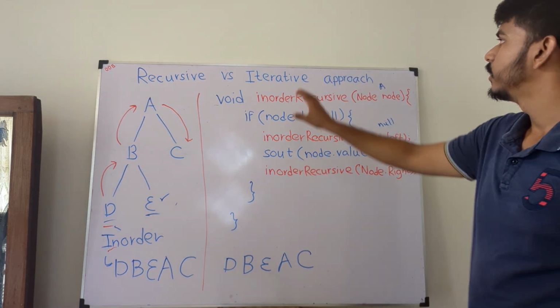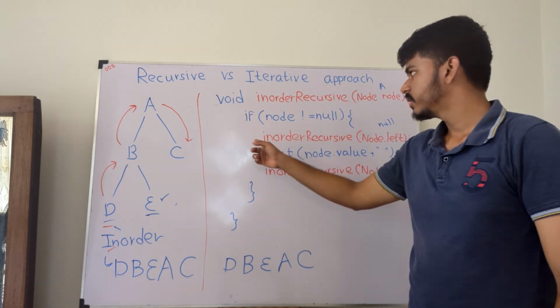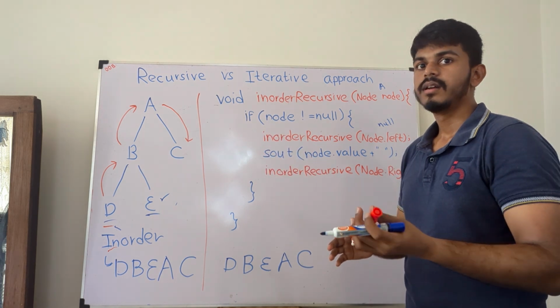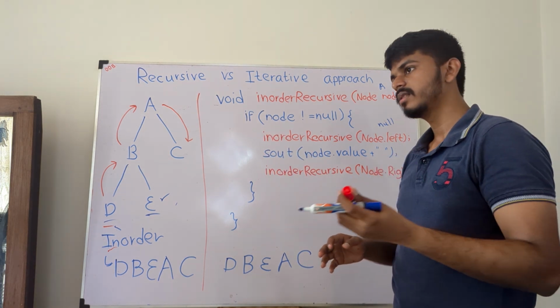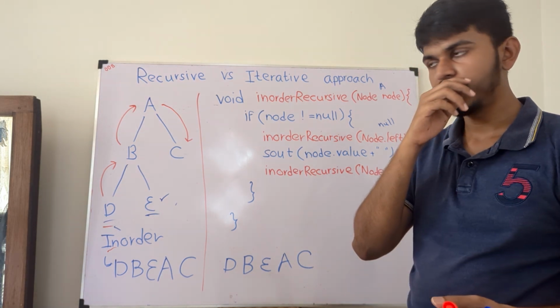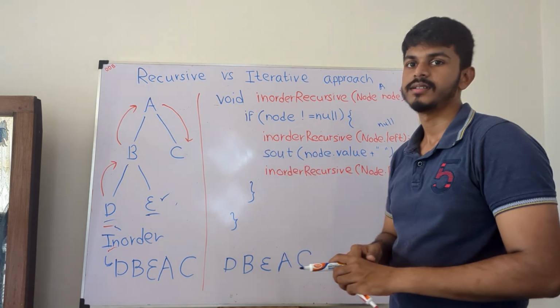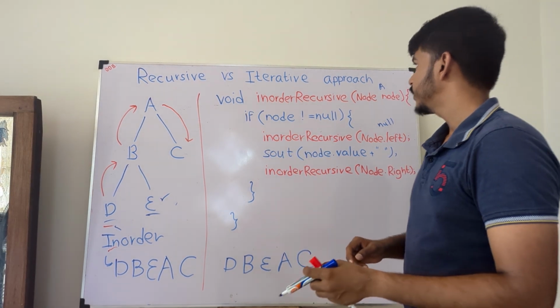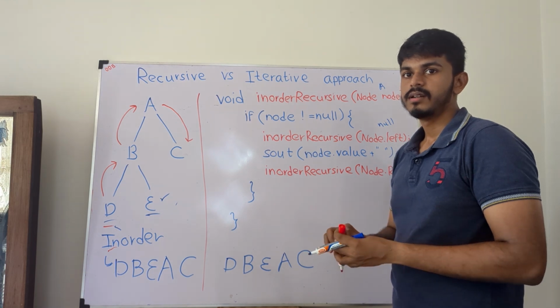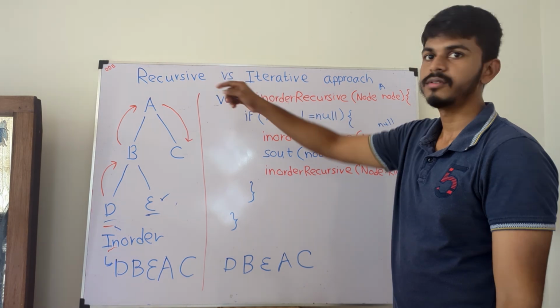So that is the recursive approach. Here you can see the system is the one keeping track of where we left off using a system call stack. So up next is the iterative approach. Let's see how it is going to be different from the recursive approach.